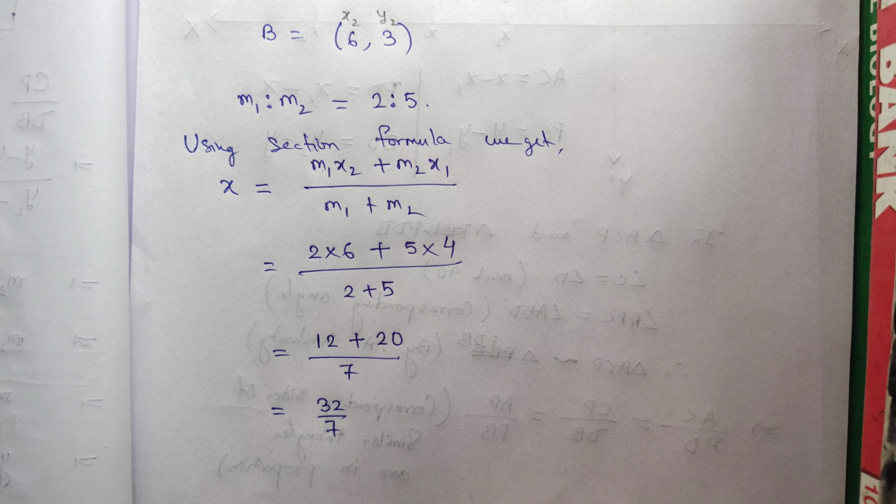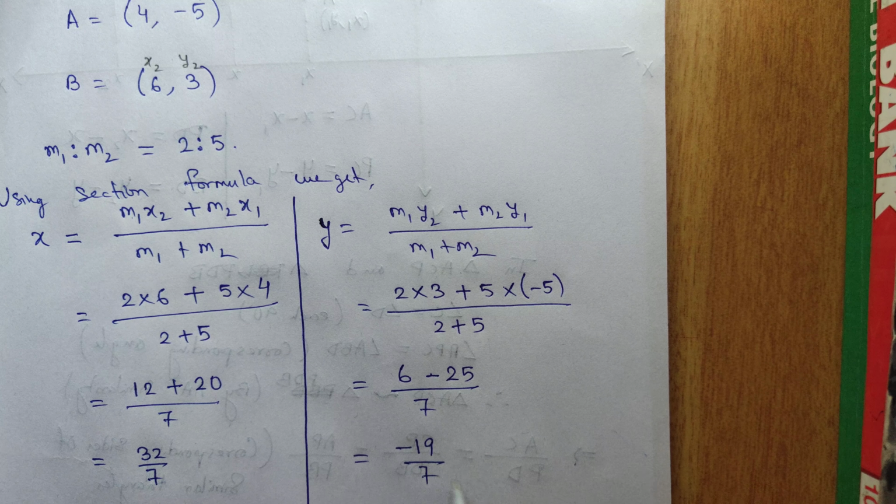So the formula for y is (m1 y2 plus m2 y1) by (m1 plus m2). So m1 is how much? 2 into y2, which is how much? 3, plus m2 is how much? 5 into y1, which is how much? Minus 5, by m1 plus m2. 6 plus minus 25 by 7 is equal to minus 19 by 7.